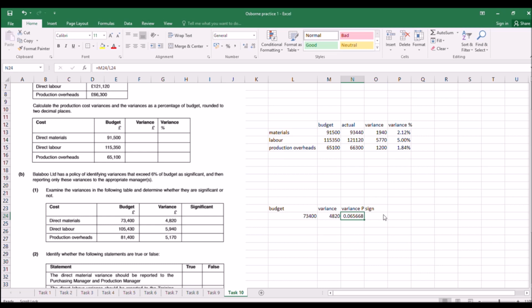Okay, so there's our variance. Let's put our variance percentage in. So what we've got is, if it exceeds 6%, so it is that exceeds 6%, so that is significant. There. Okay, and then 10,05,430, and the variance is 5,940, and so we'll see what that's going to be. 5.63, so that will be not. And 81,400 and 51700. And so that one's going to be significant.